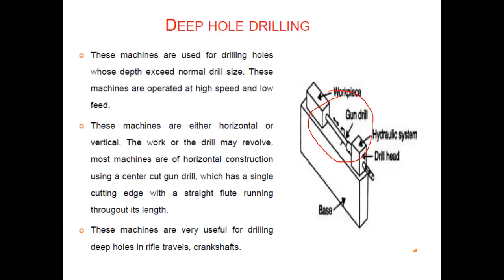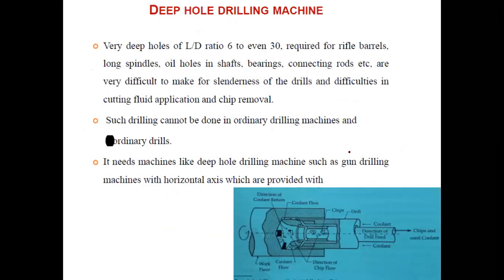In normal conventional drilling machines, the depth of the drill is not very high. Compared with the diameter of the drill bit, maybe 2 times or 3 times maximum we can permit, not more than that. If the depth is more than that, then we need this kind of deep hole drilling machine. The basic mechanism is similar, but because the construction is horizontal, the mechanism to remove the chips is a little different. For very deep holes, the L by D ratio is 6 to 30.